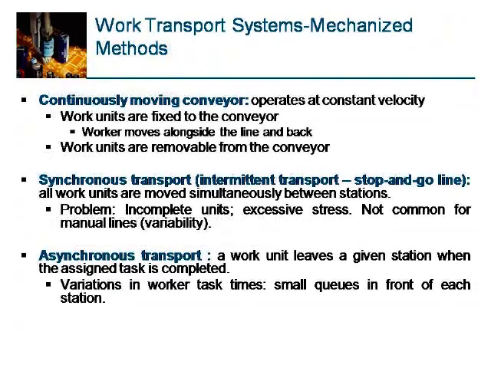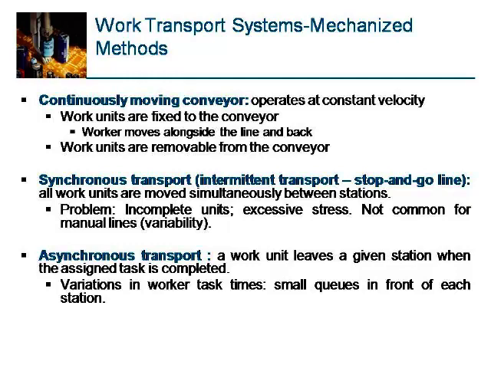The work transport system, mechanized, means you can use a continuously moving conveyor, which operates at constant velocity. Work units are fixed to the conveyors. Work moves alongside the line and back. Work units are removable from the conveyors.